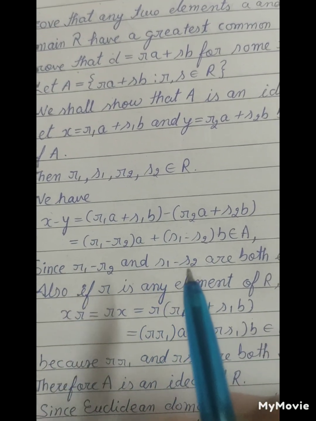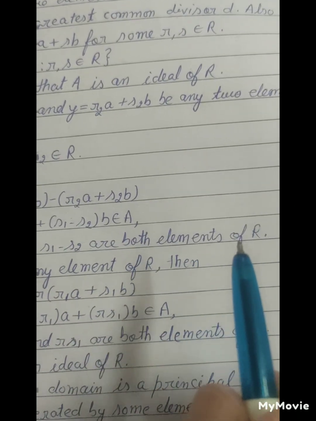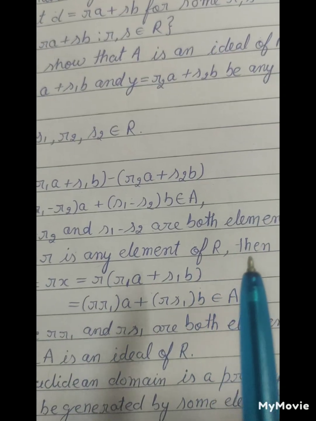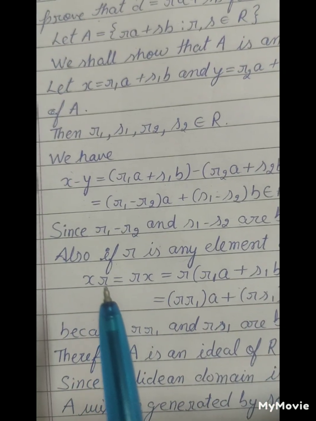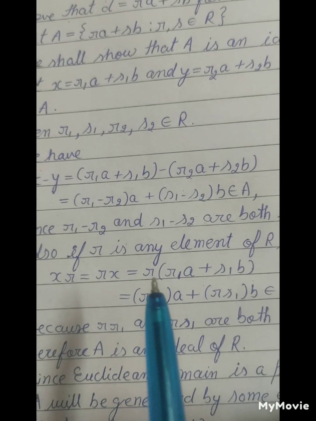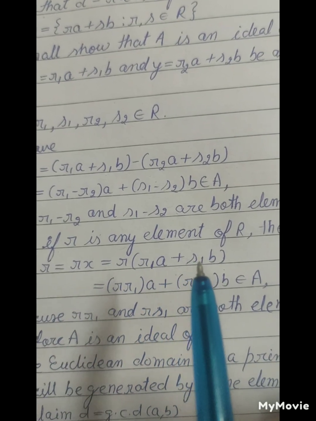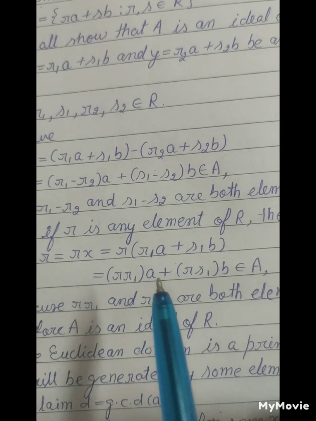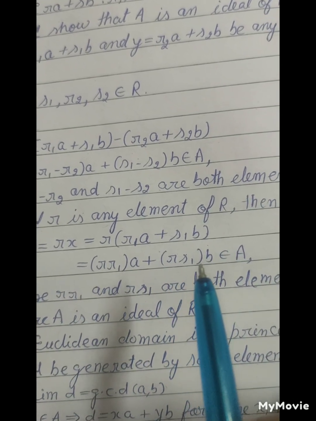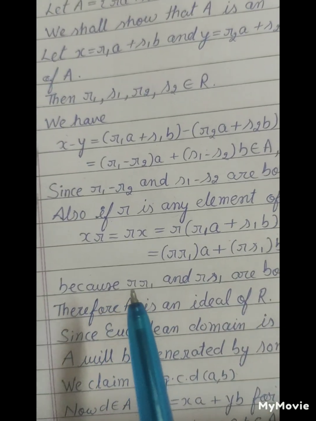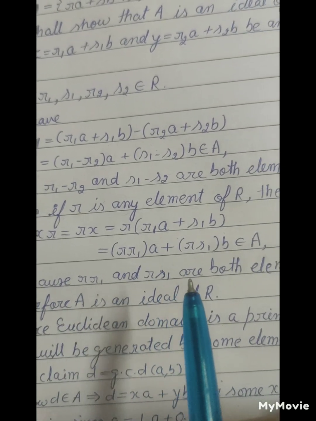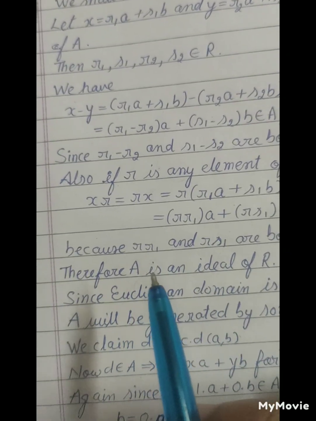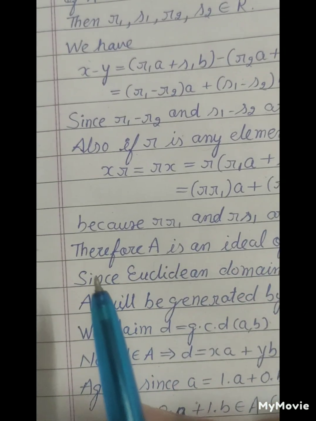Since r1 minus r2 and s1 minus s2 are both elements of R. Also, if r is an element of R, then xr equals rx equals r into (r1a plus s1b) equals rr1 into a plus rs1 into b belongs to A, because rr1 and rs1 are both elements of R. Therefore A is an ideal of R.